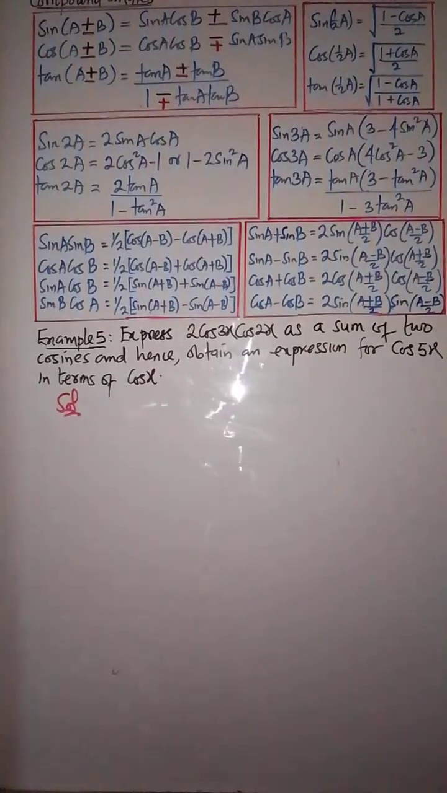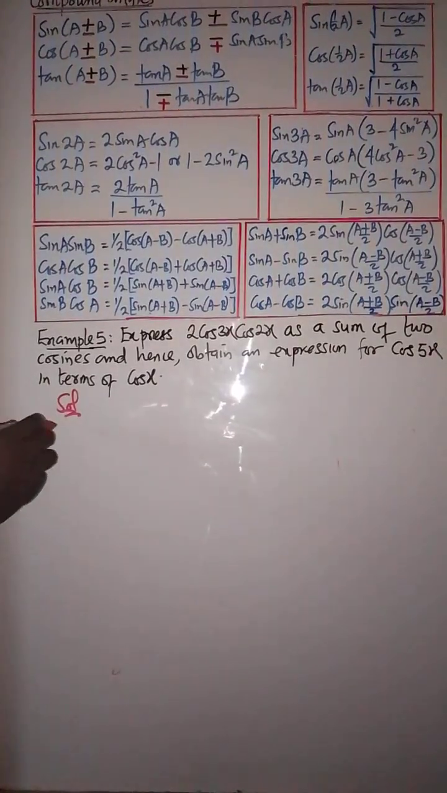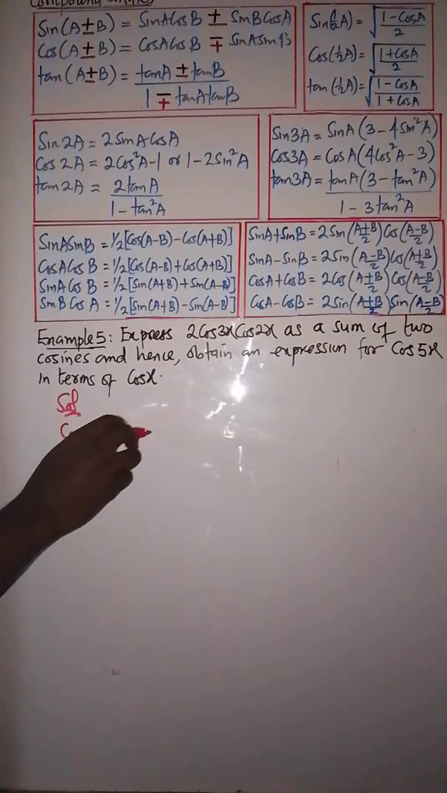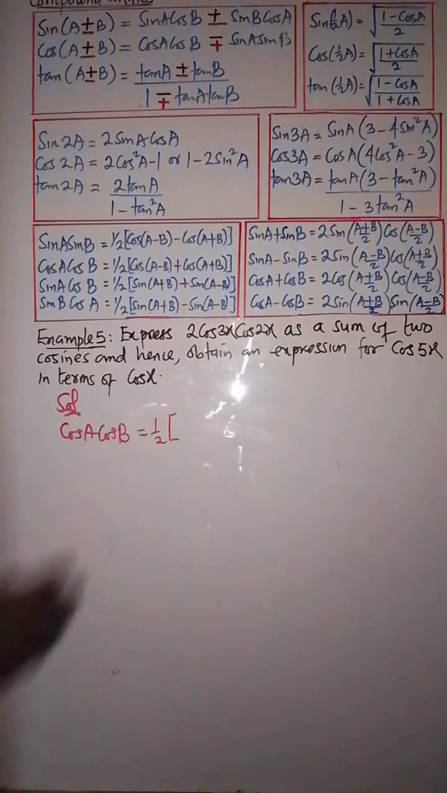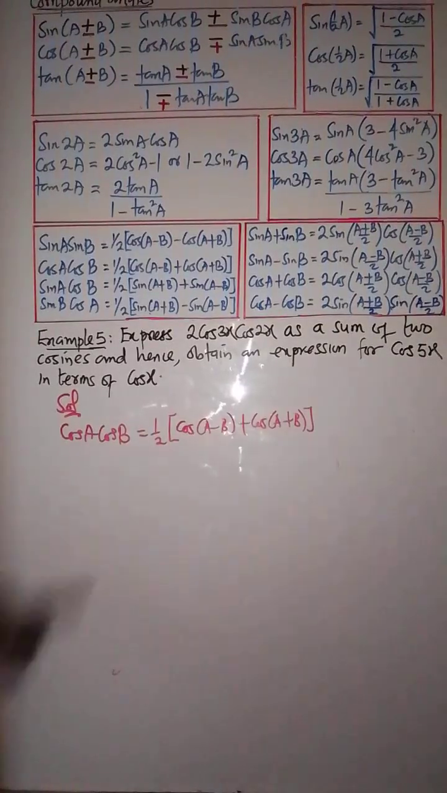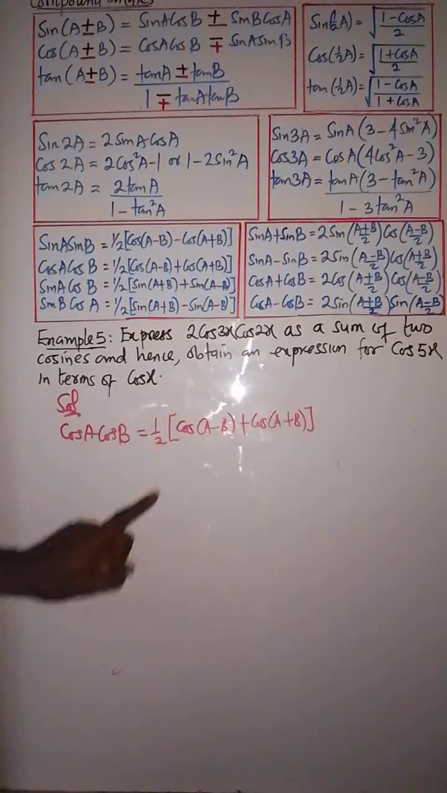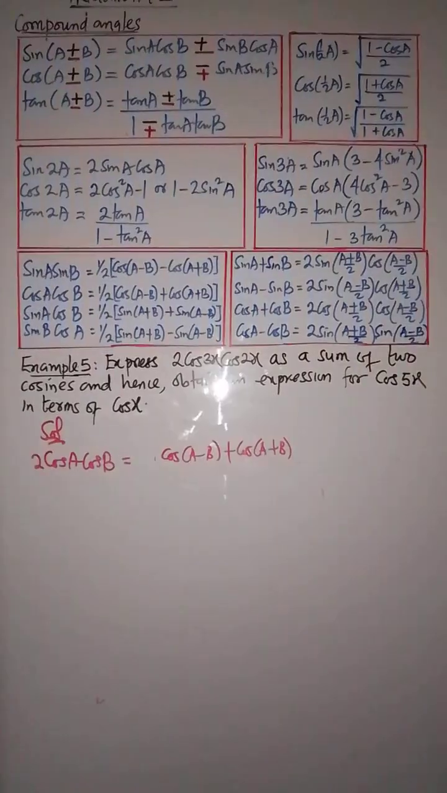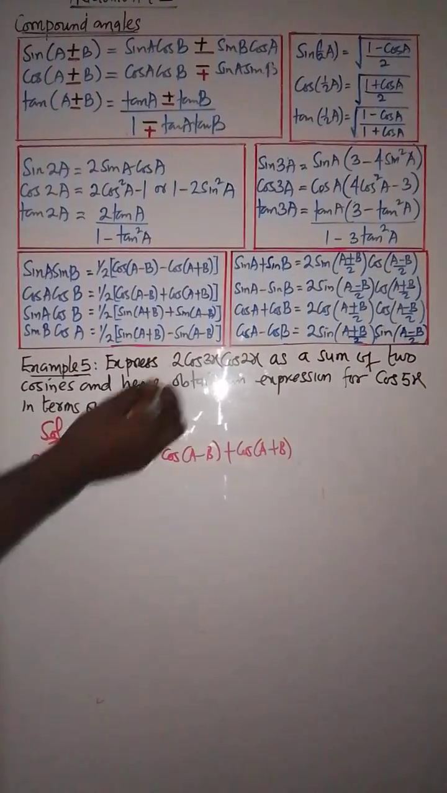Now following this formula, cos a cos b equals half into cos a minus b plus cos a plus b. Since on the question there is 2 here, let's bring this 2 here, multiply 2 by 2. Then this formula turns to this. Then what next? Let's write this below it.